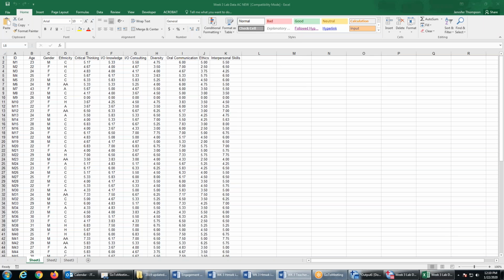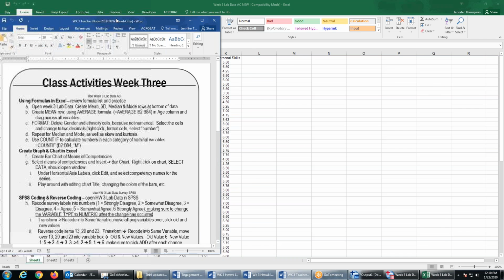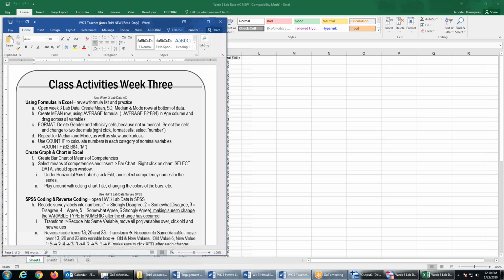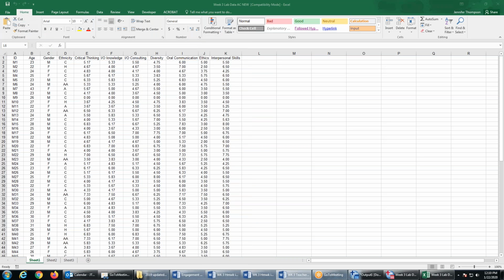Okay, so I'm going over the teacher notes for week 3. It first says you're going to use 2 data sets here, one Excel and one SPSS. The first one is Excel, and it says lab data. And I've got that pulled up here.